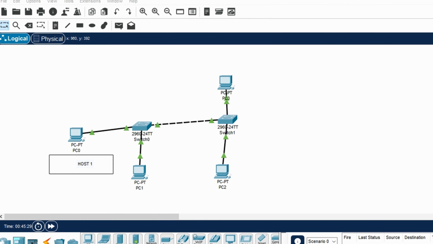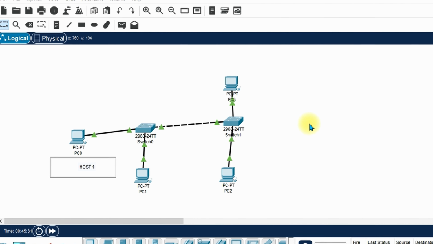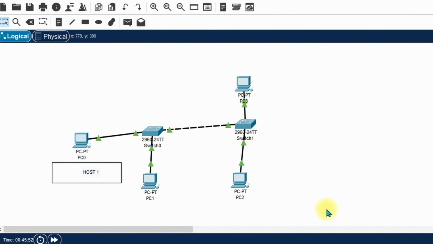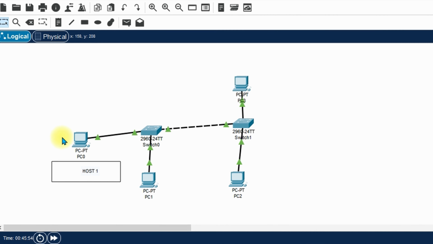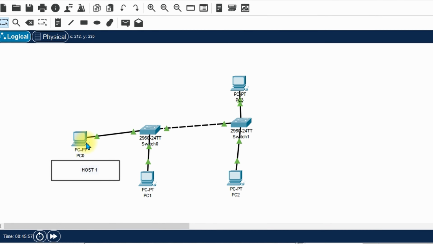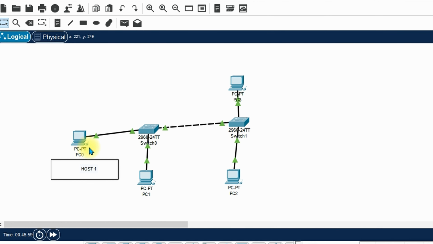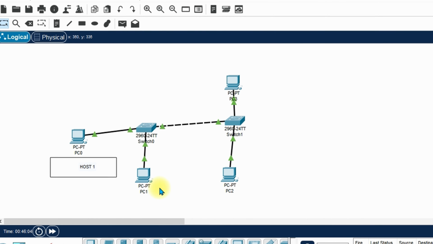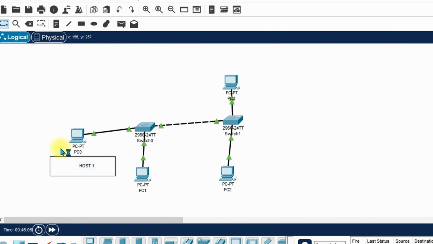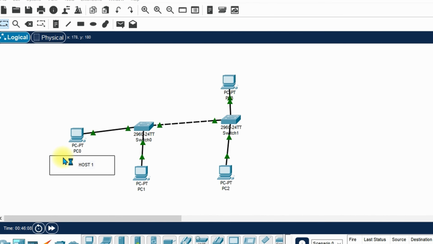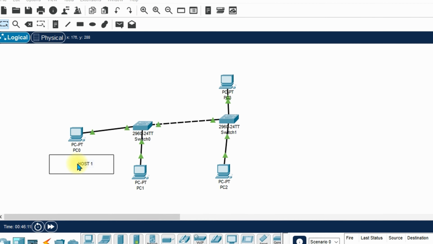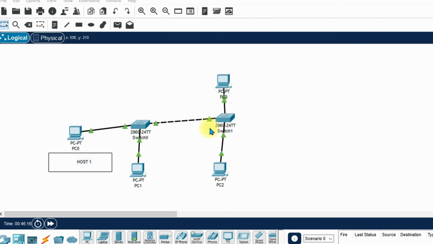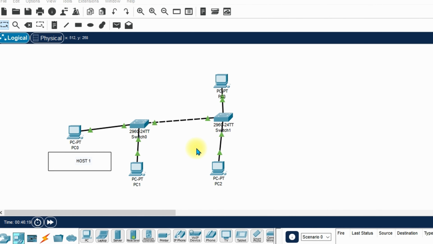Now let's take, for instance, this network setup over here. In this network setup, we are only using the default VLAN, and the default VLAN is VLAN 1, and we have a host machine over here. So in case this host machine broadcasts something, the data that is broadcast by this host machine will get to all other workstations, and this will cause a security risk.